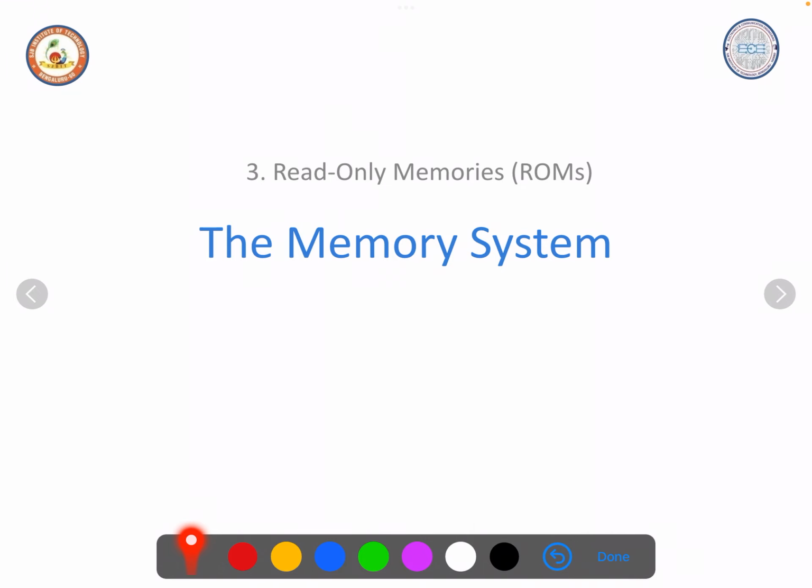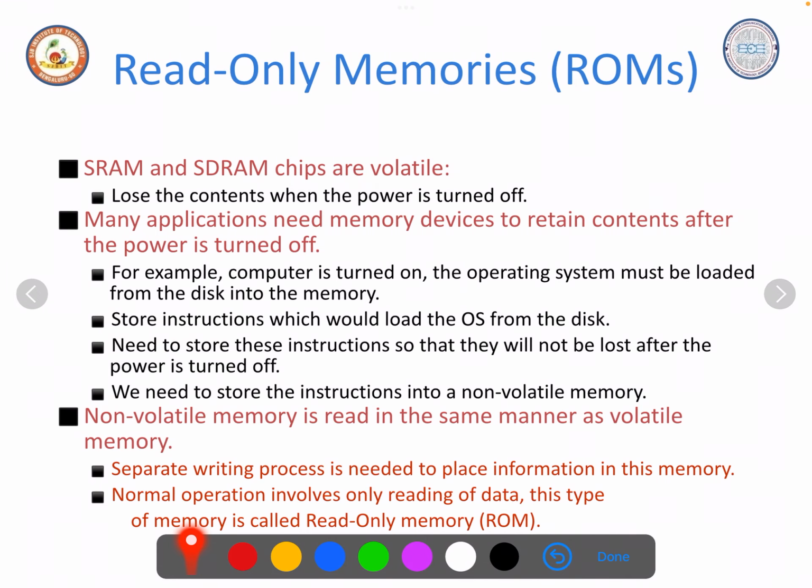So, coming to the next one, which is about ROM, read only memory. SRAM and DRAM, as we have seen, are volatile, indicating that as soon as the power is turned off, the data in them will be lost. In many applications we need memory devices to retain their content even after the power is turned off.